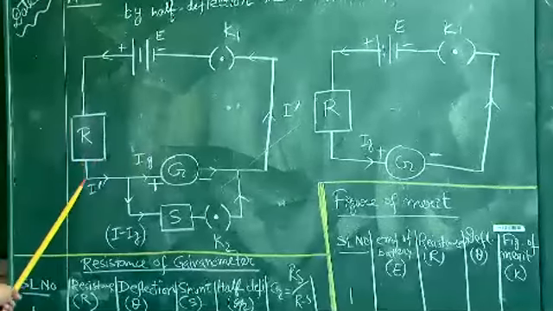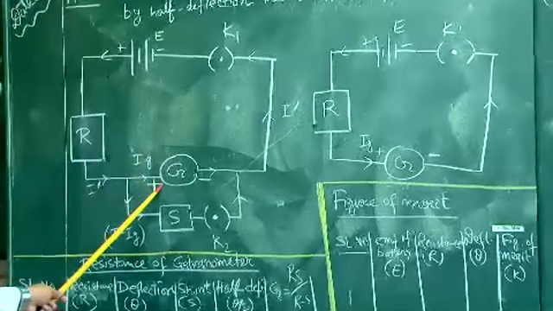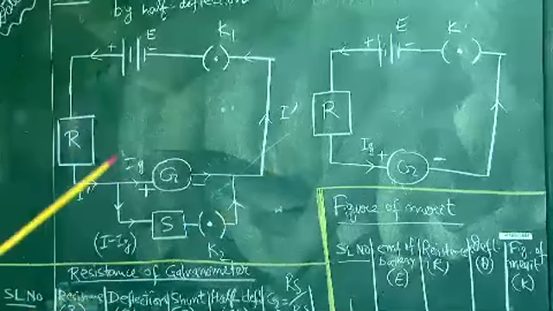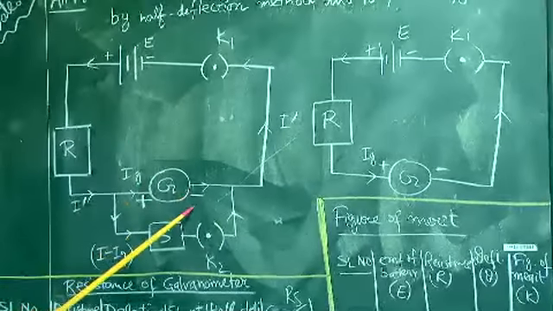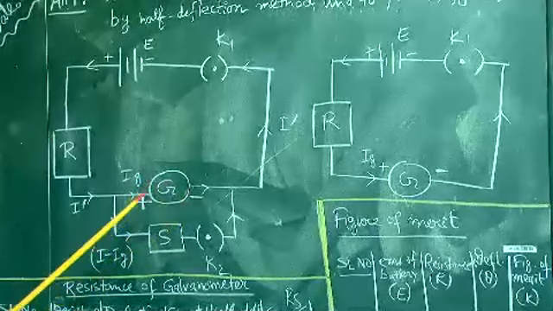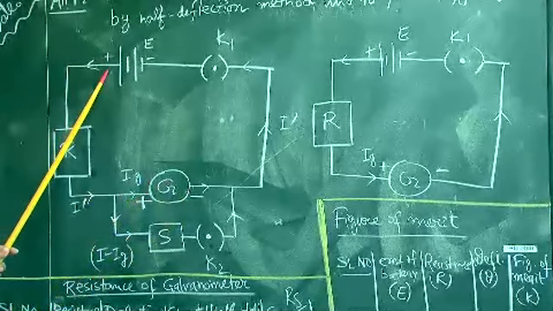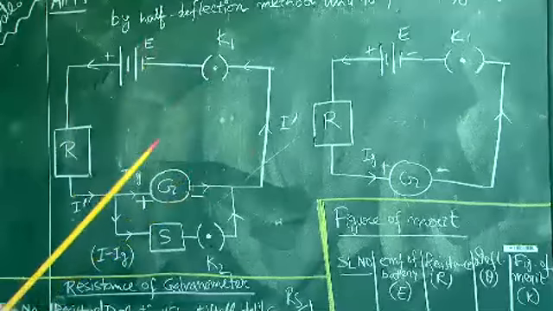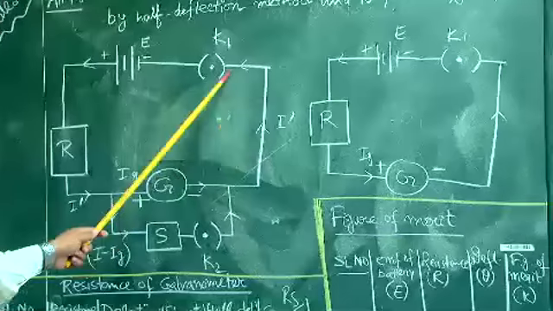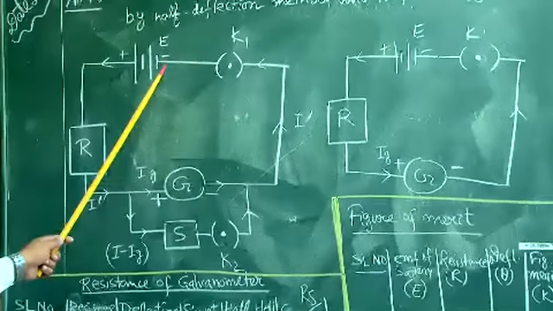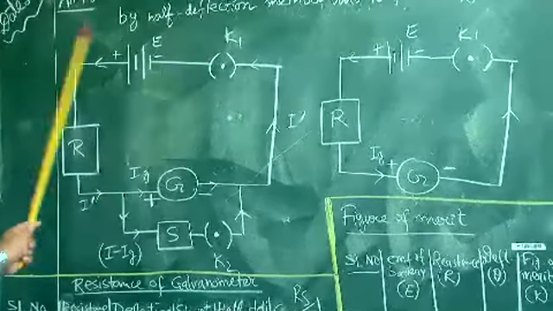Then from R, it is connected to the positive terminal of the galvanometer. Let me tell you, this is plus, this is minus. Why? Because this terminal is connected with the cell positive and this is the cell negative. So this is plus, this is minus. Then with a certain key, again going back to the cell negative. This is the complete circuit.